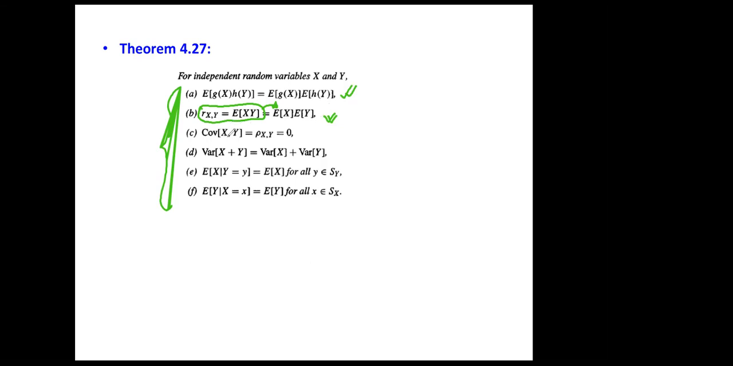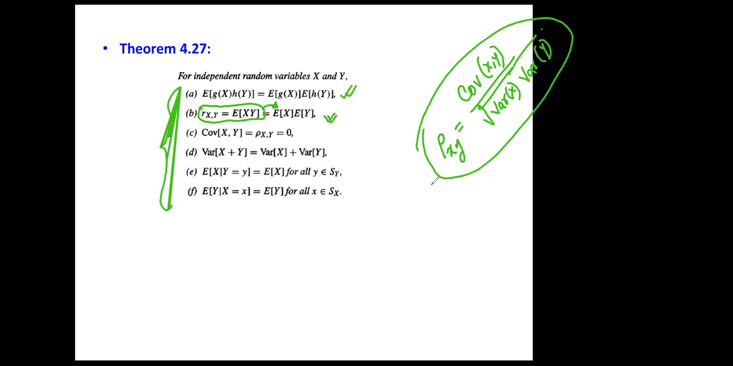Then we are writing the covariance of xy. I already told you that the correlation coefficient equals the covariance of xy divided by the square root of the variance of x times the variance of y, isn't it? Remember that this covariance value will equal 0 when x and y are independent. Then we can say the covariance will equal 0, and we can say that they are uncorrelated.